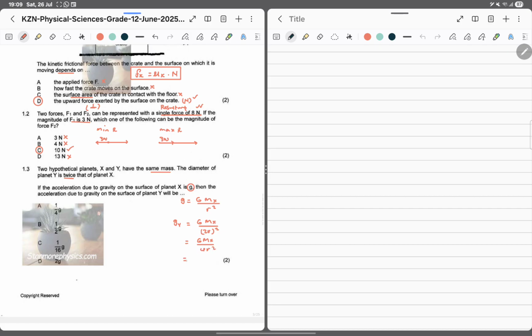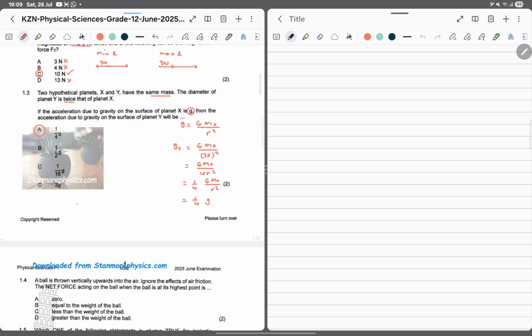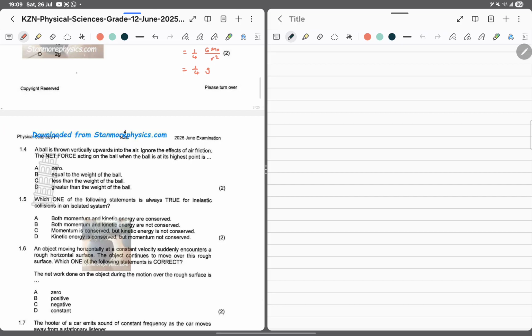For us to be able to compare this to the above, we need to factor out this quarter. We end up with G Mx over r squared. And we know that G Mx over r squared is just g. So this tells us in planet Y we will have a quarter of g. So this is one of those questions you just have to work out the answer. There's no knowing it without some working out.